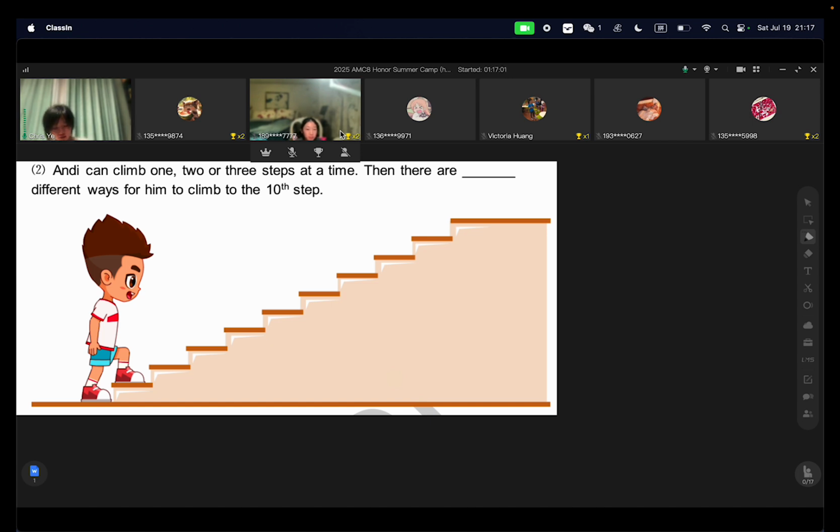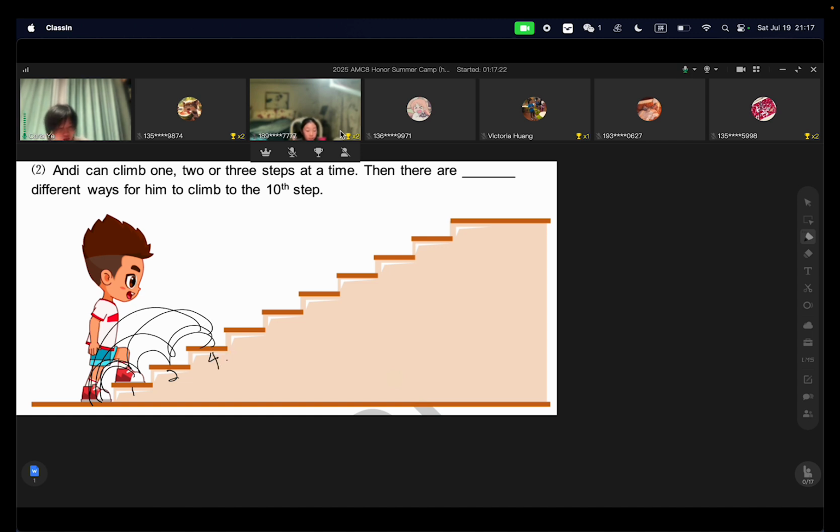Again, there is 1 way for him to climb up to the first, 2 ways to climb up to the second, but for the third one, there are going to be 3 ways again: 1, 2, 3, 2, 1, and 1, 2. But then we know that there is a 4th way because he can step 3 steps at a time. So therefore, it is going to be 4.